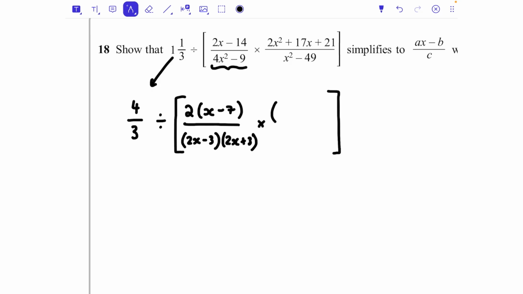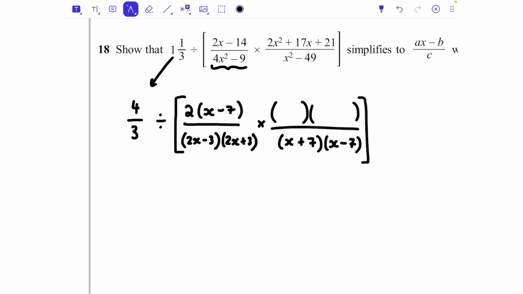Times by, and we'll come back to that quadratic in a minute. I should have given myself a bit more room there, I've been a bit optimistic about how much room I need. And then on the bottom there, that one's also a difference of 2 squares, so x plus 7, x minus 7. Now your numerator, this is probably the trickiest bit to factorise.